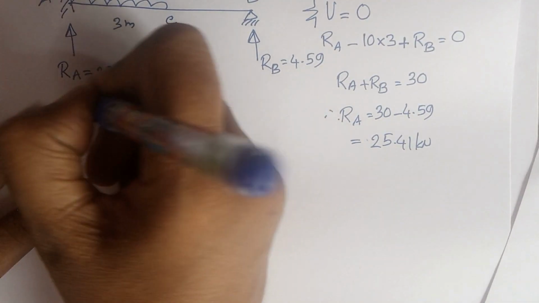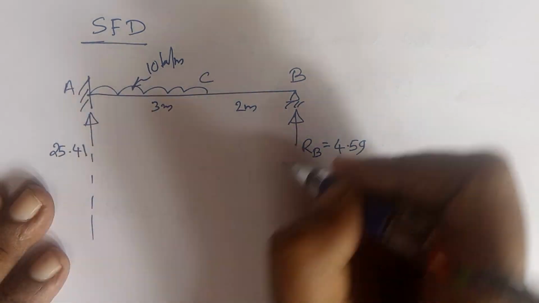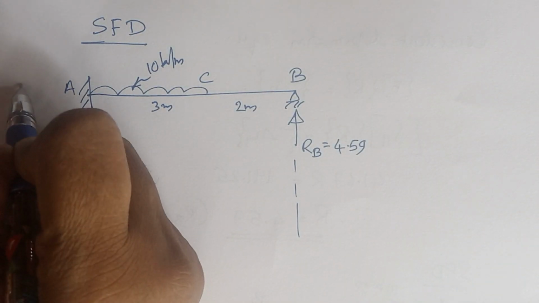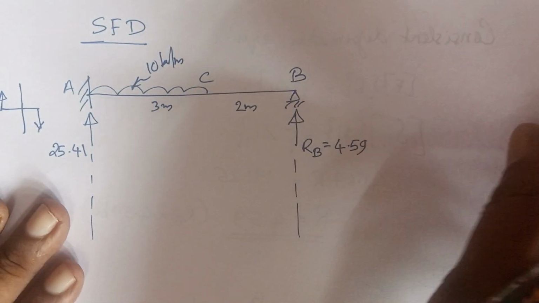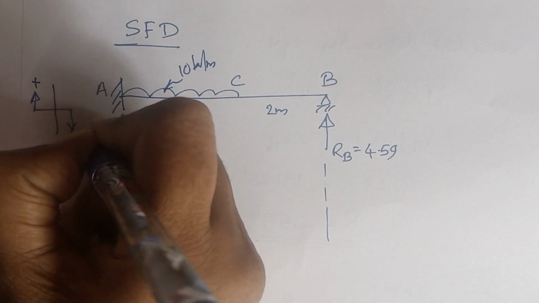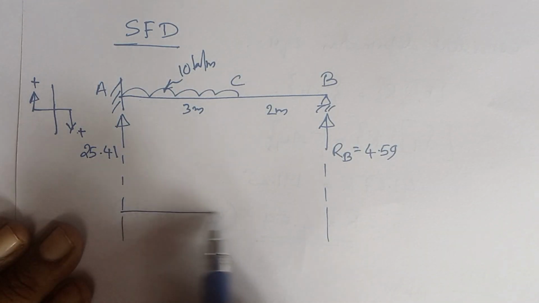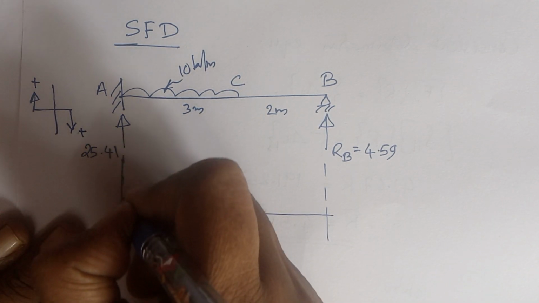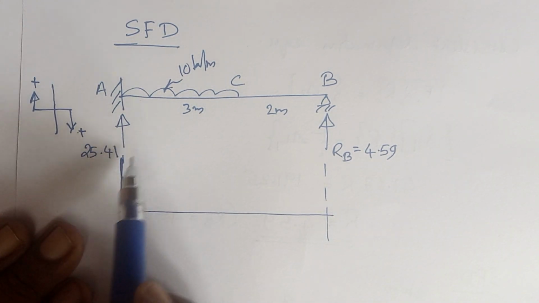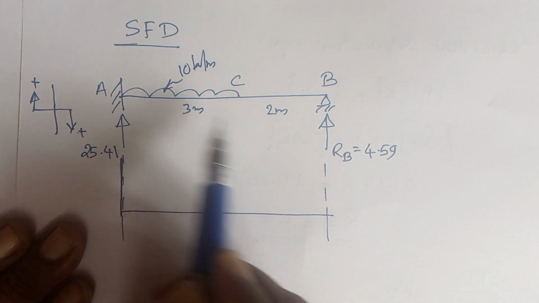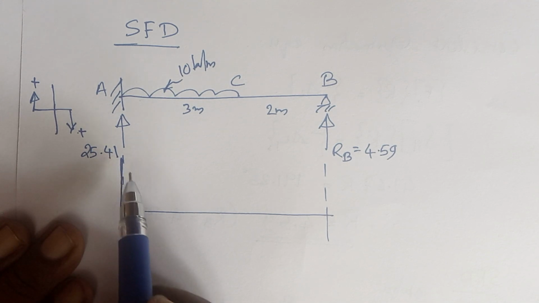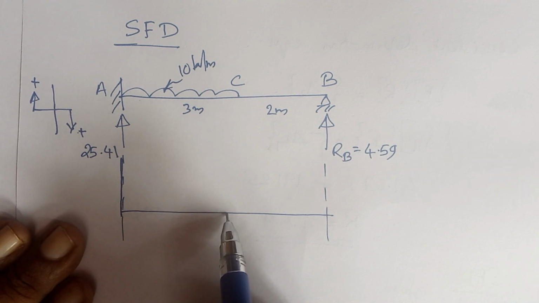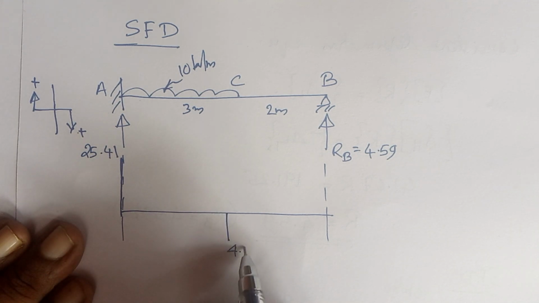Once we get RA and RB, we can draw the shear force diagram. The sign convention: left half section, upward positive; right half section, downward positive. So we'll have a horizontal line, mark 25.41 on the left. Then from here, the load is getting decreased. So 25.41 minus 30 will be minus 4.59. So it is 4.59 here. Join this.